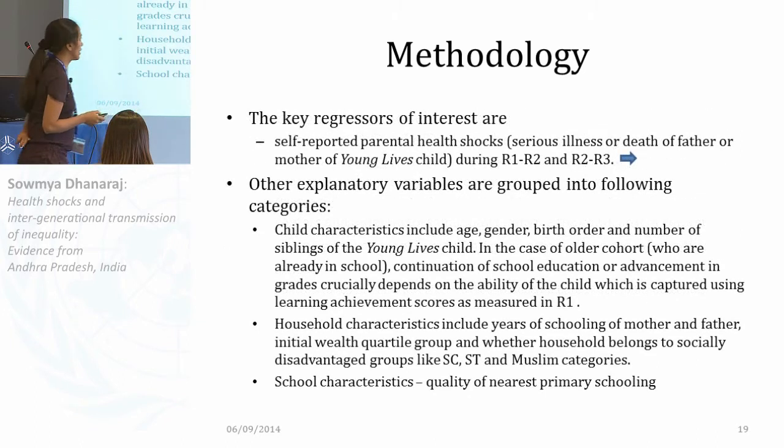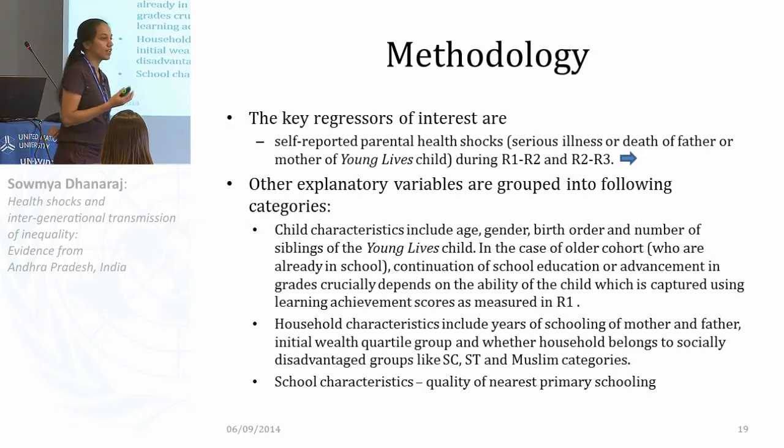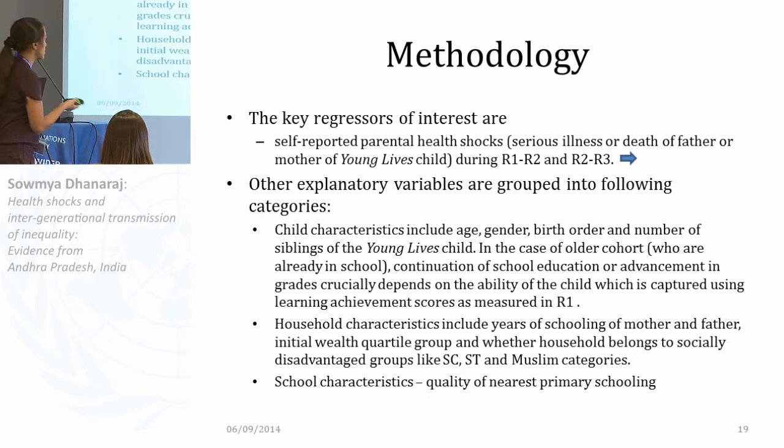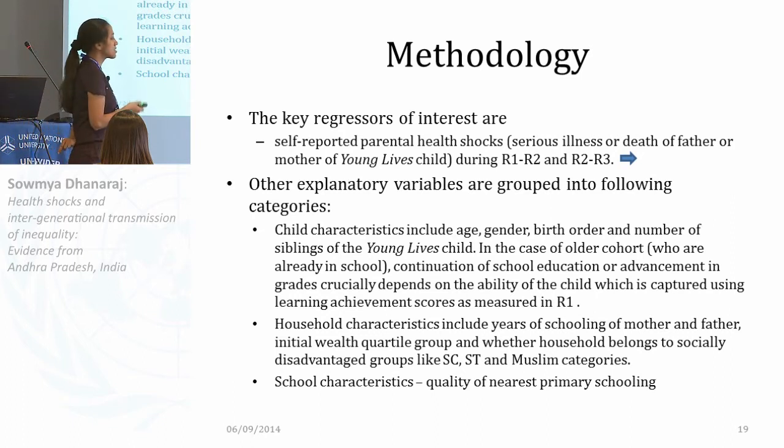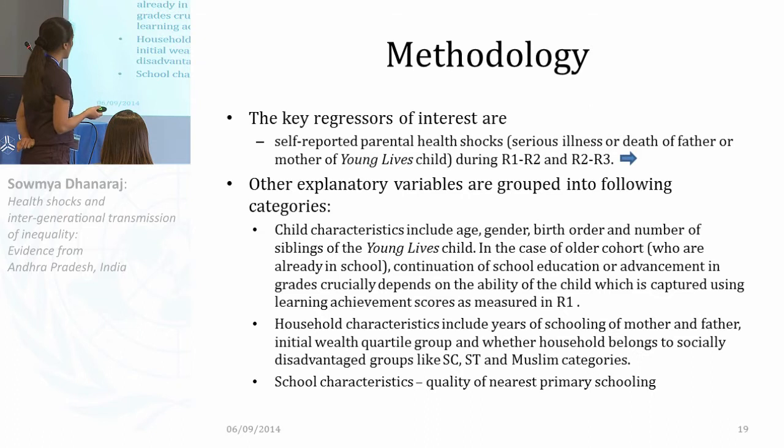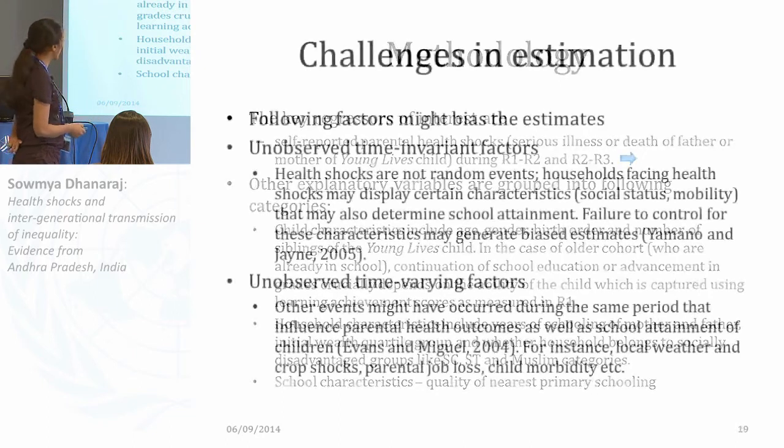The main variable of my interest is self-reported parental health shocks. These are defined as a serious illness or death of a father or a mother of a Young Lives child between the rounds. Now, the other independent variables may be classified into 3 categories: the child characteristics, household characteristics, and school characteristics. The child characteristics include the age, gender, birth order and number of siblings. In the case of household characteristics, you have years of schooling of mother and father, initial wealth quartile groups of the children, and whether the household belongs to socially disadvantaged communities. And in the school characteristics, I control for quality of the nearest primary school.